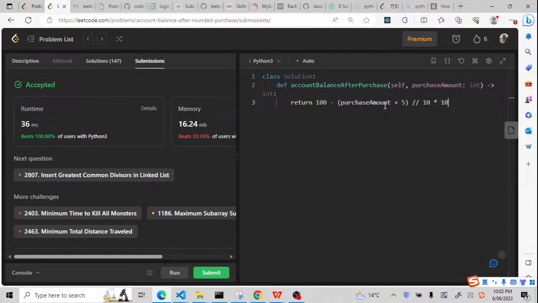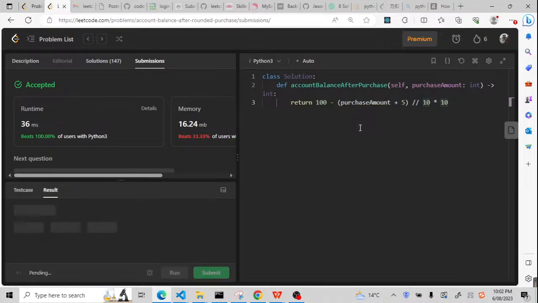We can also choose other examples. Maybe the purchase amount is just 1. So 1 plus 5 is 6, divided by 10 is 0. So 100 minus 0 is 100. What about a purchase amount of 6? 6 plus 5 is 11, 11 divided by 10 is 1, 1 times 10 is 10, so 100 minus 10 is 90. So we can use this formula to directly solve this problem.